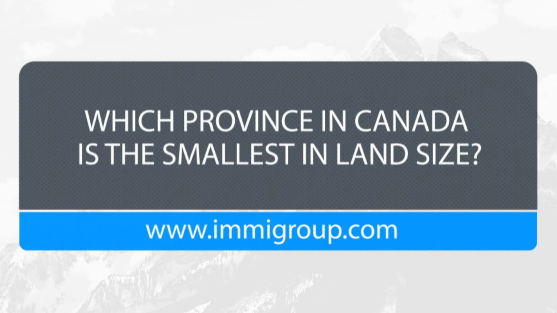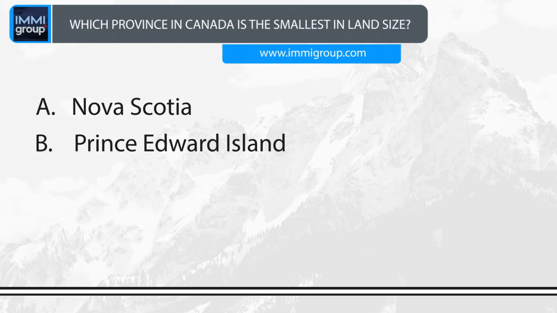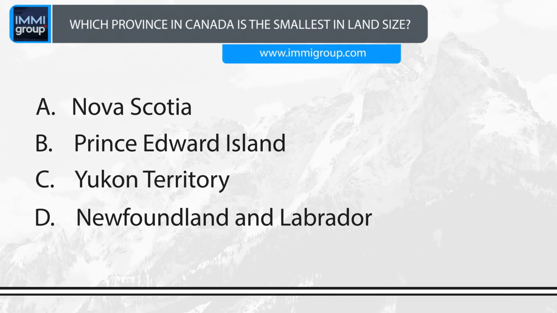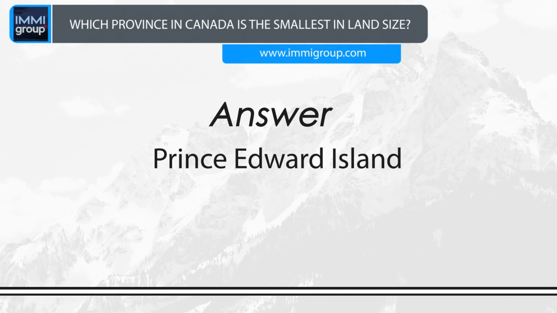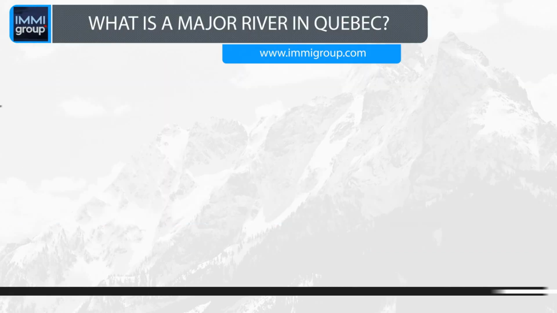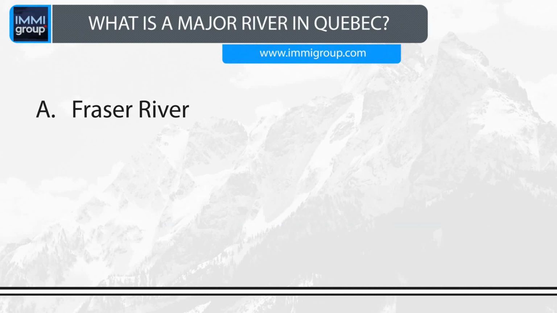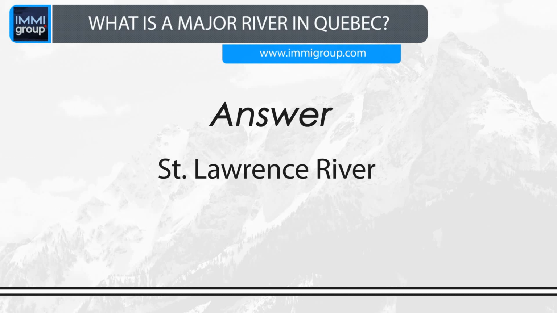Which province in Canada is the smallest in land size? A. Nova Scotia. B. Prince Edward Island. C. Yukon Territory. D. Newfoundland and Labrador. Answer: Prince Edward Island. What is a major river in Quebec? A. Fraser River. B. St. Lawrence River. C. Niagara. D. Hudson's Bay. Answer: St. Lawrence River.